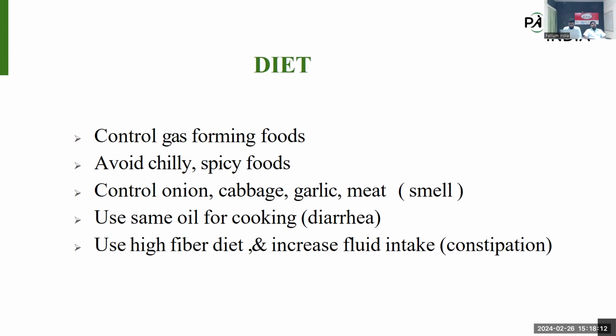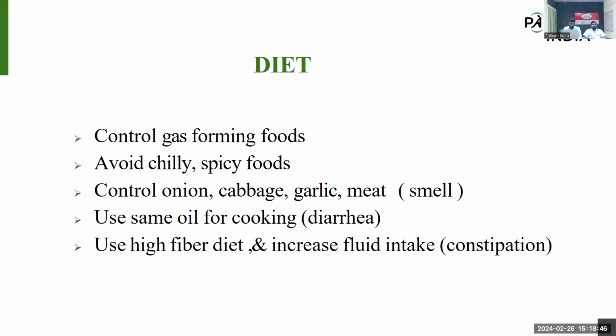For avoiding diarrhea, they need to use the same cooking oil for cooking. Whichever cooking oil they used for cooking before the surgery, they need to use only that same oil, or otherwise changing the cooking oil in between will cause diarrhea. Here the colostomy site has no sphincter control. So if the patient is affected with diarrhea, whenever the bowel is moving, all the time the bag is filling with the bowel content, fecal matter.